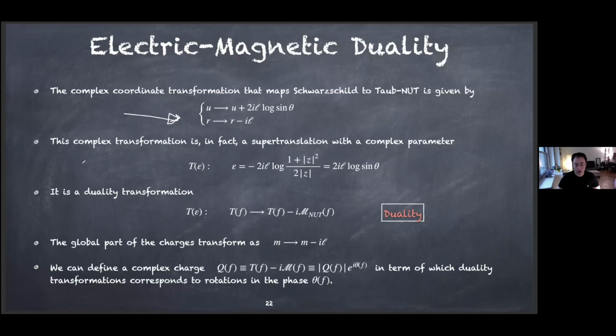So therefore we interpret this coordinate transformation as a duality operation, for which the global part takes the mass to a complex combination of the mass and the NUT charge. And furthermore, one can define a complex charge in which the duality operation corresponds to shifts in the phase.